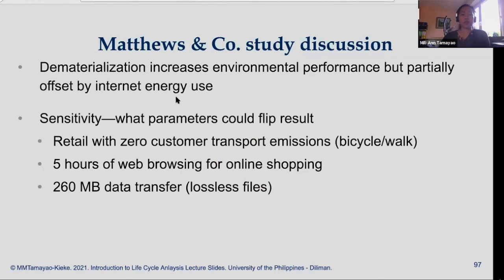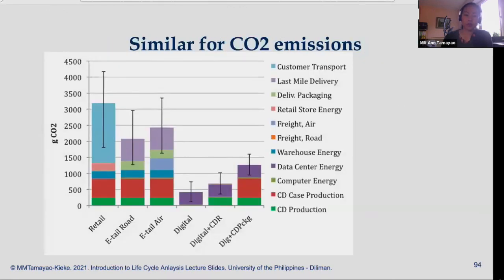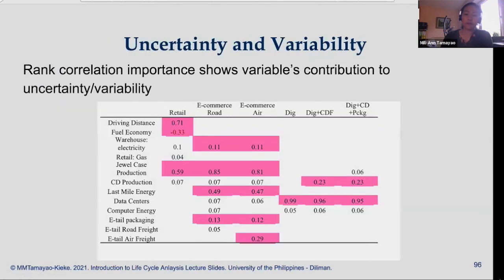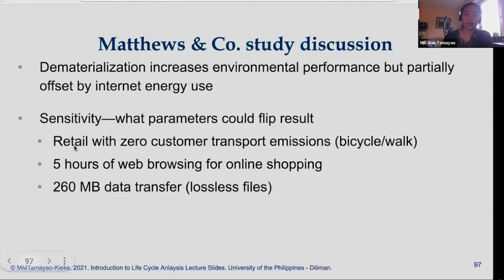These are just some important points that were included in the discussion from this study. One, dematerialization increases environmental performance but is partially offset by internet energy use. As you've seen, data center energy use and CO2 emissions are high. So that warranted a sensitivity analysis.